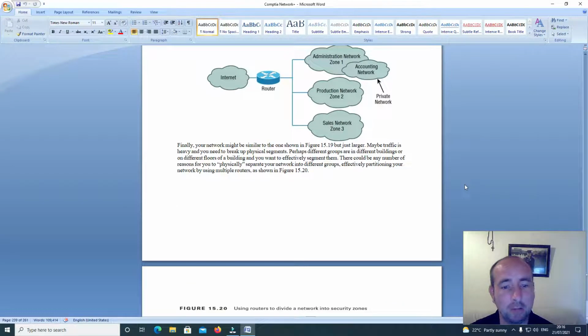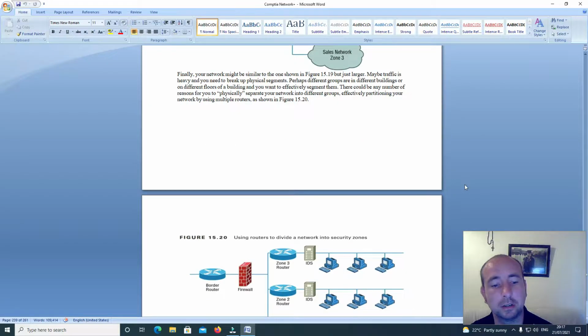Finally, your network might be similar to the one shown in figure 15.9 but just larger. Maybe traffic is heavy and you need to break up physical segments. Perhaps different groups are in different buildings or on different floors of a building that you may want to effectively segment. There could be any number of reasons for you to physically separate your network into different groups, effectively partitioning your network by using multiple routers as shown in figure 15.10.